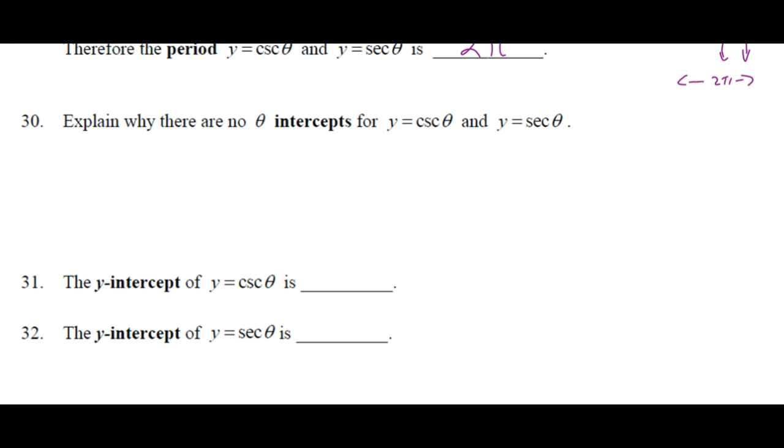Yeah, there's a reciprocal function, right? Like cosecant theta is 1 over sine theta. The only way that expression becomes 0 is if the numerator becomes 0. We cannot make the numerator 0, so there's no theta intercept. This cannot equal 0, since the numerator can't be 0.